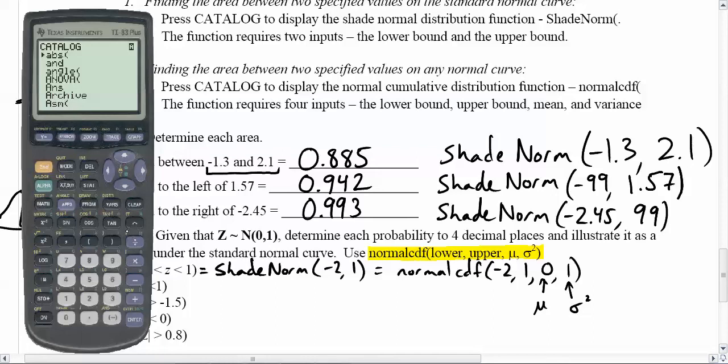So, yeah, the normal CDF doesn't draw it for you, but it will calculate the total probability. Well, let's see, maybe it doesn't need those numbers. Oh, it doesn't need the 0, 1. So if you don't put the 0, 1, it just assumes that you're looking at 0, 1.